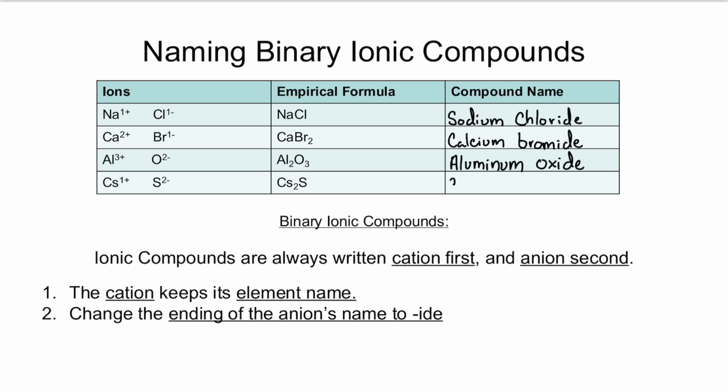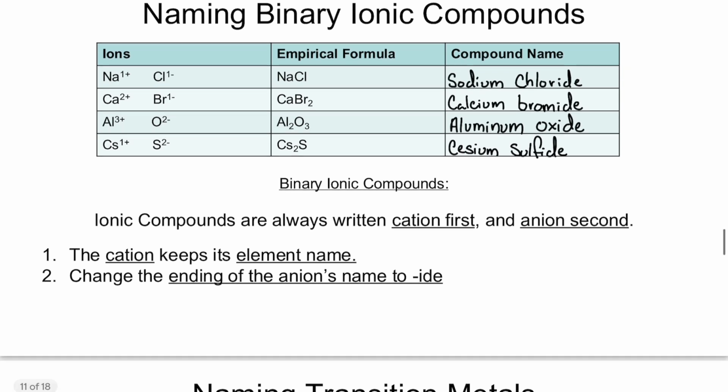Cs2S. Cs is cesium. It keeps its name. S is sulfur. We're going to change the ending to IDE and make it sulfide. So it's relatively easy to write the names for binary ionic compounds.